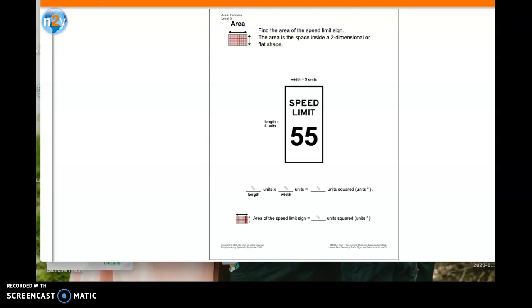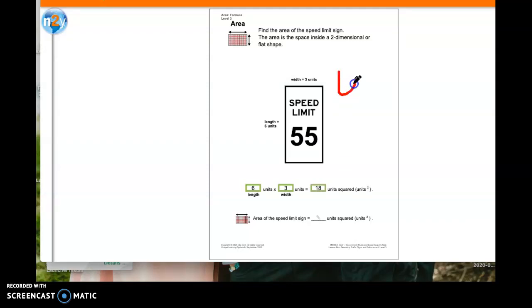Your assignment might also look like this. There is no color coding in this one, so you really have to pay attention to where these go. So the length goes here. This is still going to be 6. The width is 3. And then 6 times 3, we decided, is 18.